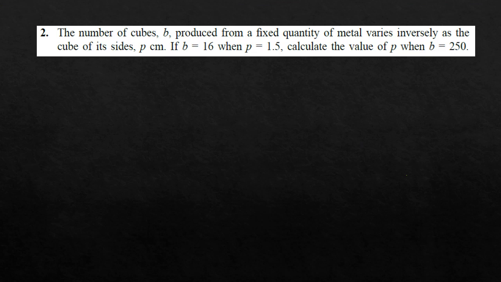Okay class, before we proceed to our combined operation, I would like to discuss with you question 2 on the self-practice 1.2C. It seems that some of you are confused with this word. The number of cubes, B, produced from a fixed quantity of metal, so that means B, varies inversely as the cube of its sides P. Okay, this one that you confused, I can see.